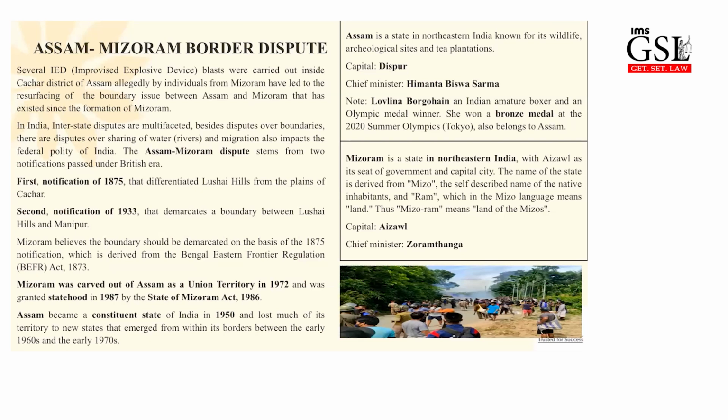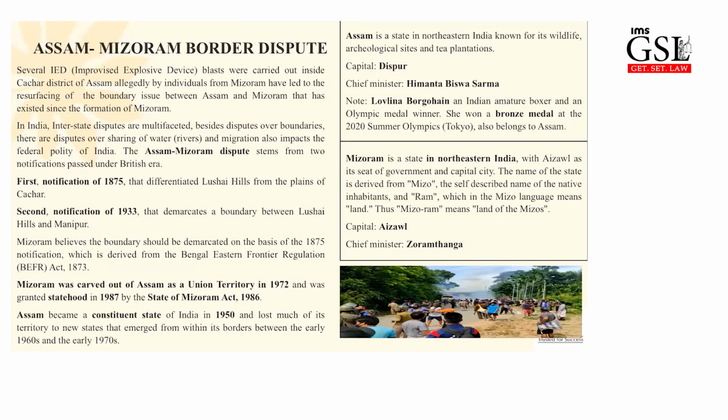Assam-Mizoram dispute stems from two notifications. One was, of course, the 1875 notification, which differentiated the Loshai Hills from the Kashar Plains. And the second notification back in 1933, which demarcated a boundary between Loshai Hills and Manipur. Mizoram believes that the boundary should be demarcated on the basis of the 1875 notification, which was derived from the BEFR, or the Bengal Eastern Frontier Regulation.